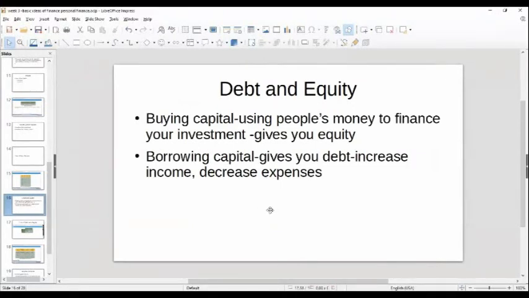In our discussion today, we have discussed savings, surplus and deficit, then we have this debt and equity. Debt and equity means when you have buying capital, that means you are using people's money to finance your investment. And that investment is a capital. That means it gives you equity. On the other hand, if you have this borrowing capital, it gives you debt.